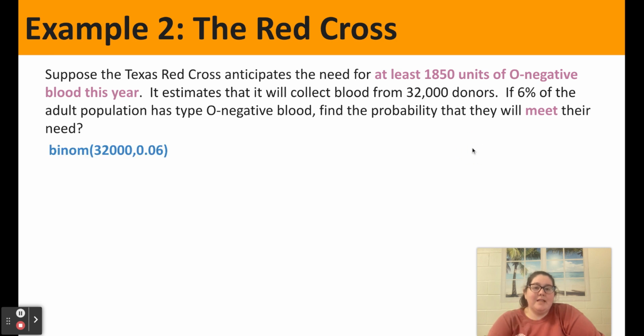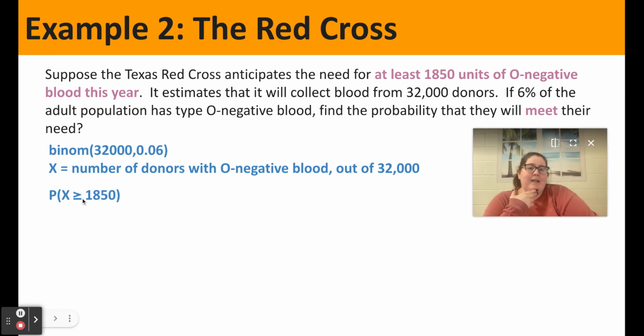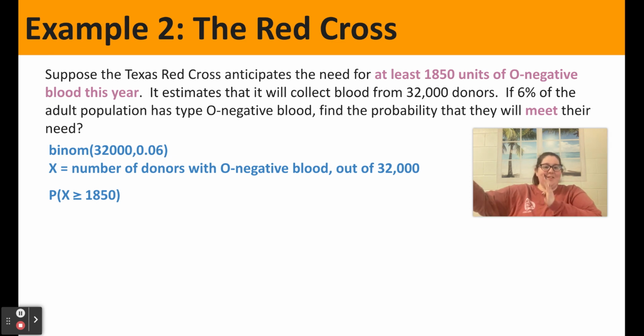Well, meeting their need means they get at least 1,850 units or more of O negative blood. So again, our binomial is set up with N as 32,000, P is 0.06. X is defined as the number of donors who have O negative blood out of the 32,000. So the probability I'm finding is that X is greater than or equal to 1850. So again, I could work up, start at 1850, and then just do Binom PDF for 1850, 1851, 1852, 1853, all the way up to 32,000.